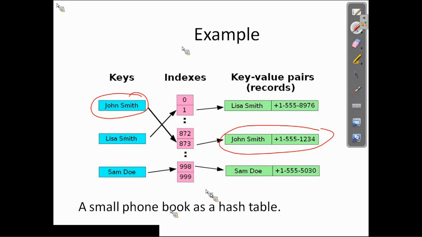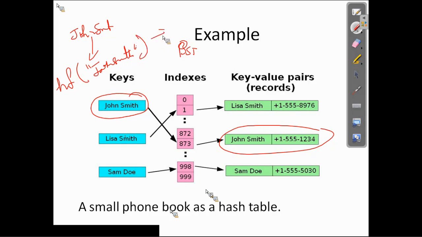These indexes could be kept in a BST, but when you're doing hashing, you don't have a BST or anything. Imagine you're looking for John Smith. You give John Smith as a parameter to a function which we call the hash function, and it automatically generates an index, which in this case is 873. And at index 873, you have the physical record for John Smith. There may be other data about John Smith recorded here.